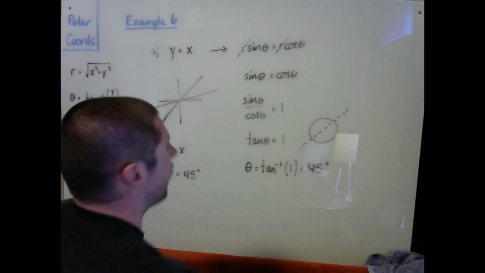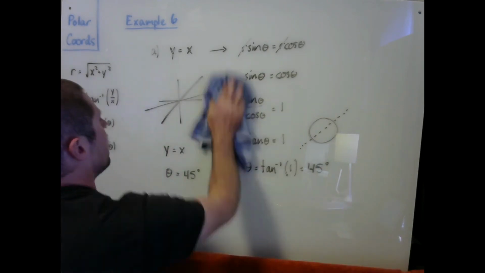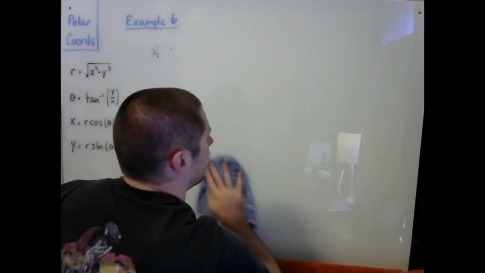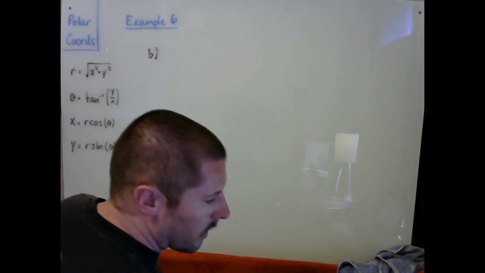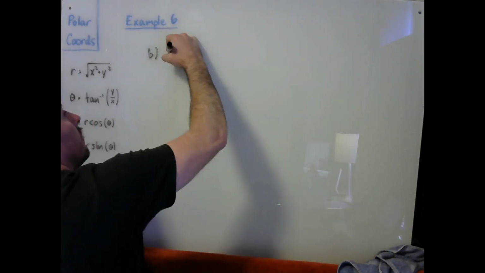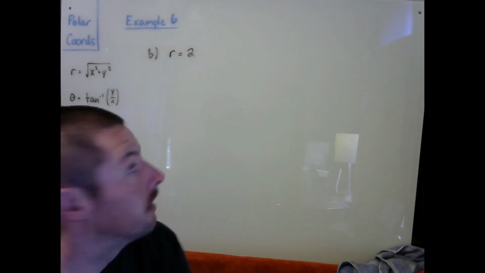So there's part A. Let's go ahead and take a look at part B. I think part A was actually our most work that we're going to have to do for one of these here, so that's good. So for part B, we are now looking at r equals 2. And I'm saying graph it, then convert to rectangular here.